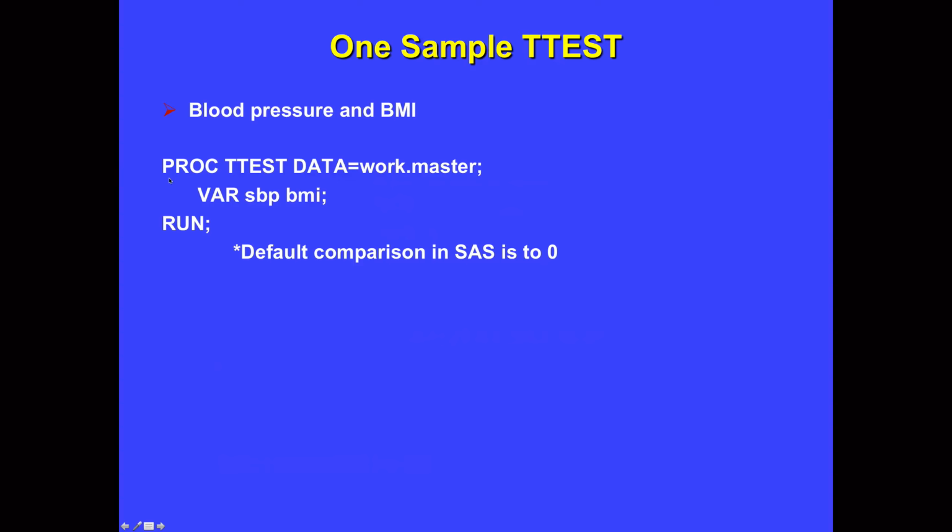As is usually the case, this is a procedure, so we start with proc. T-test is the name of the procedure we specify, and then you specify the input data set that holds the variables of interest. Then you'll have a var statement, and in the var statement you simply specify the continuous variables for which you want to calculate a one-sample t-test. And by default in SAS you will get a comparison to 0. In other words, the hypothesized value, or true value in the larger population, is going to be 0.